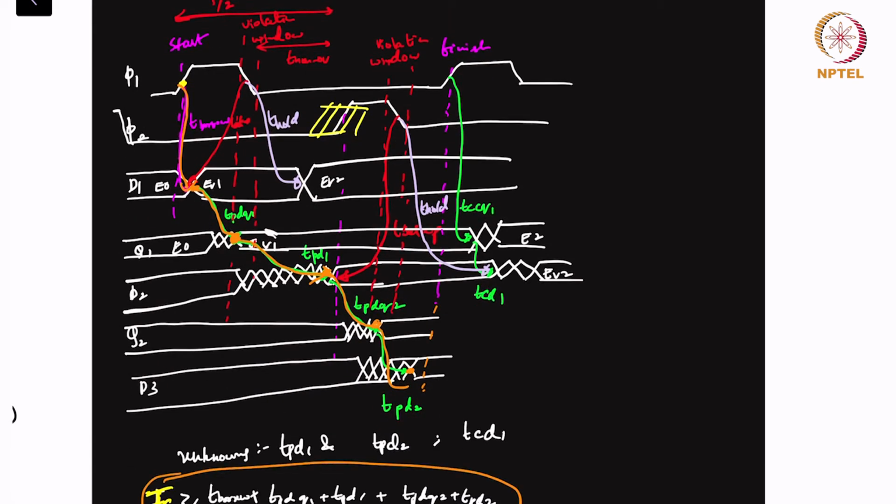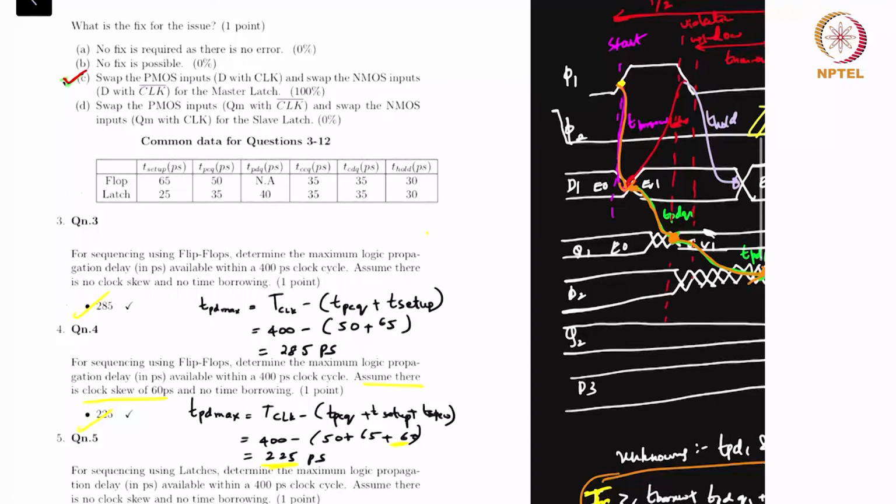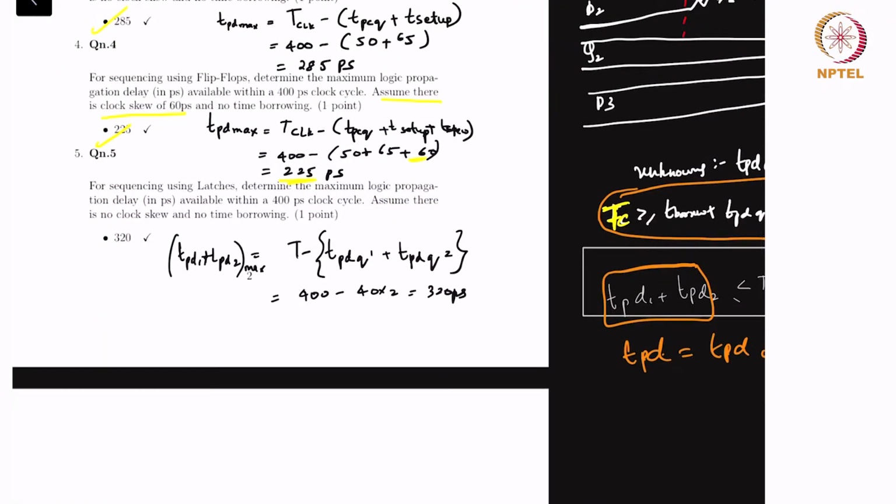Hence, to obtain TPD, we say that the TPD is nothing but TPD1 plus TPD2. The formula for TPD1 plus TPD2 max is T minus TPDQ1 plus TPDQ2. Hence the answer is 320 picoseconds.